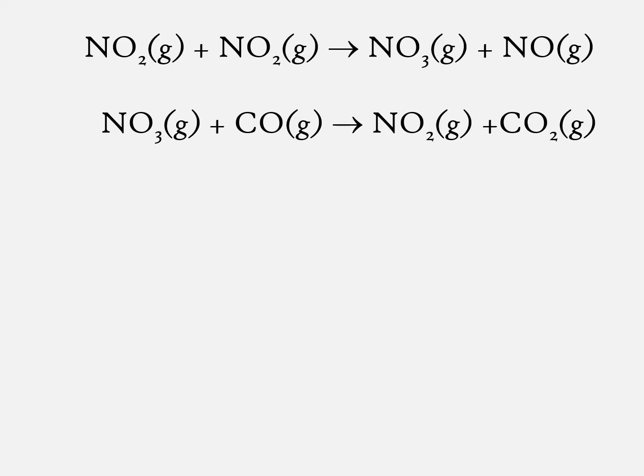So one proposed reaction mechanism is that you have your two nitrogen dioxides. They collide and they form your nitrogen trioxide and nitrogen monoxide. Once you have that available, nitrogen trioxide, it actually reacts with the carbon monoxide to create more nitrogen dioxide and your product, carbon dioxide. So scientists make their best guess at what would be a logical reaction mechanism.